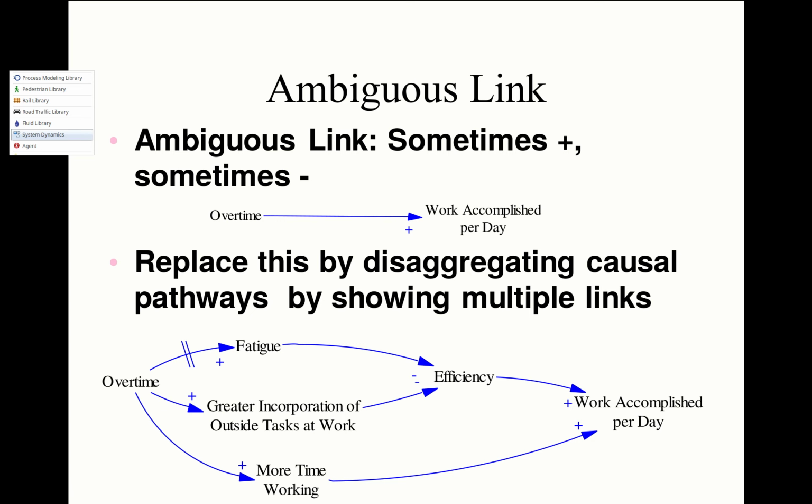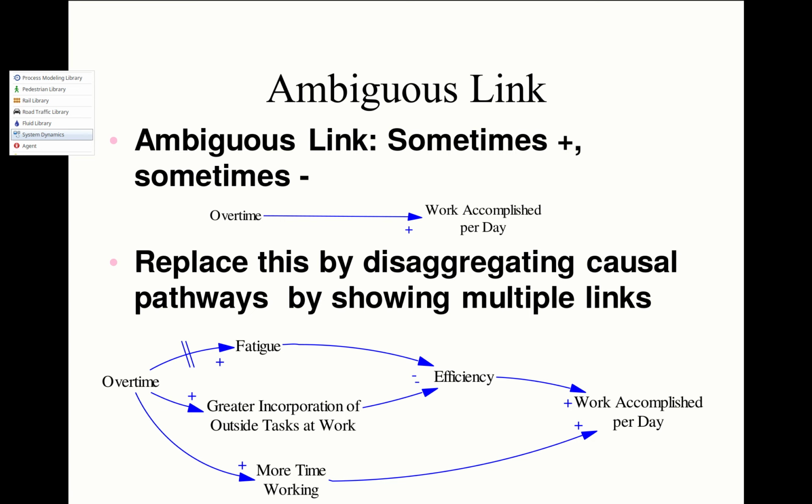As overtime goes up, I'm thinking through the whole pathway now. Bear in mind that thinking through the whole pathway involves reasoning about the subsequent changes all along the way. As overtime goes up, fatigue will tend to go up. As fatigue goes up, efficiency goes down. As efficiency goes down, work accomplished per day will tend to go down. So if overtime goes up, through that pathway, work accomplished per day will go down through fatigue.